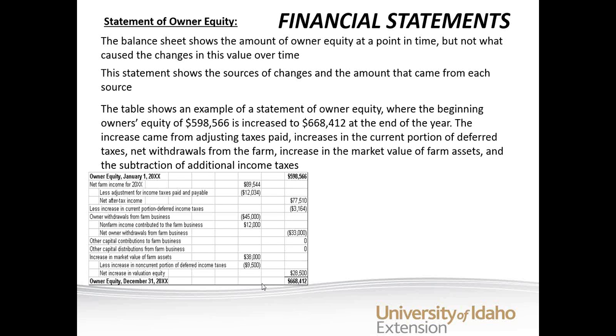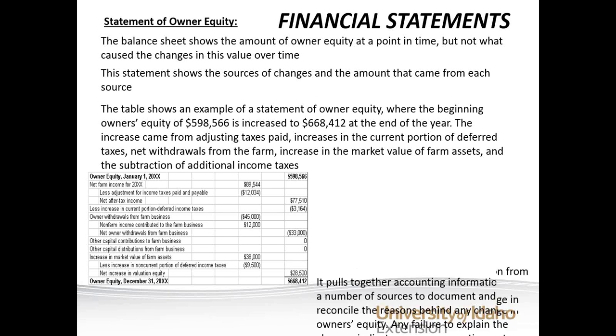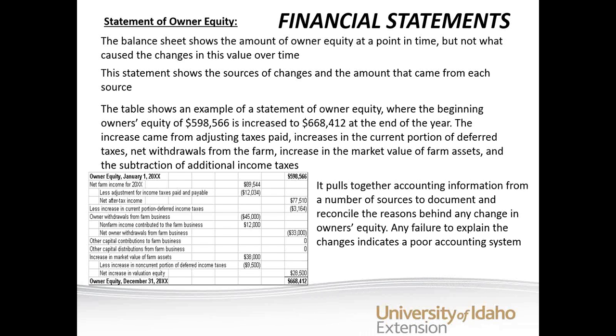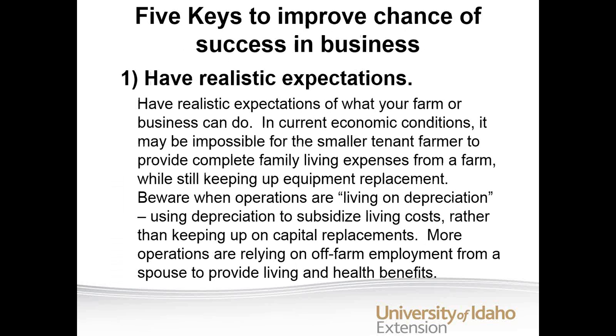And I mentioned that it can include things like capital disbursements. It can include other capital contributions from farm businesses and other capital distributions. So those could be gifts, etc. This is probably the least used of the four financial statements we're going to use today. But particularly as businesses and farms become more and more complex, this statement does help explain what happens between that beginning and ending balance sheet.